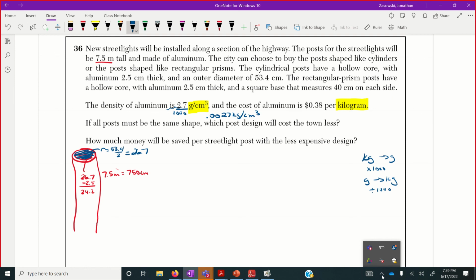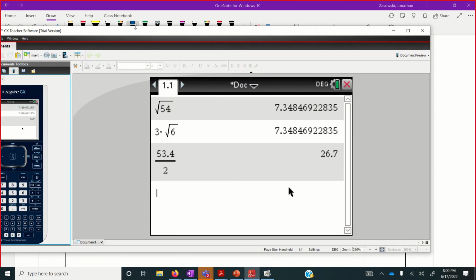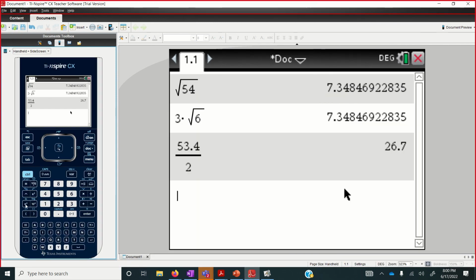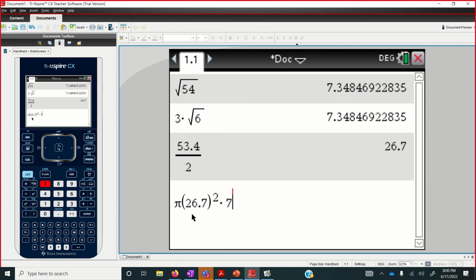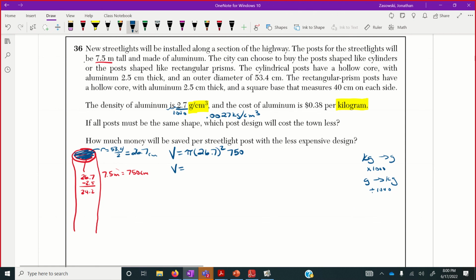So if this was a solid post, the volume would be pi times 26.7 squared times 750, because we converted to centimeters and everything is now in centimeters. Okay. I'm going to grab the calculator. We're going to do pi times 26.7 squared times 750. So that's that figure right there. That's the volume. Then we're going to multiply that times this 0.0027, and then times 38 cents.